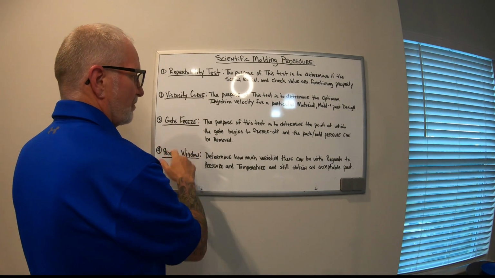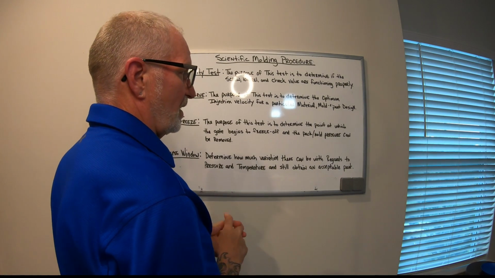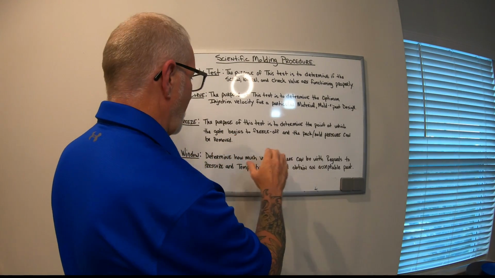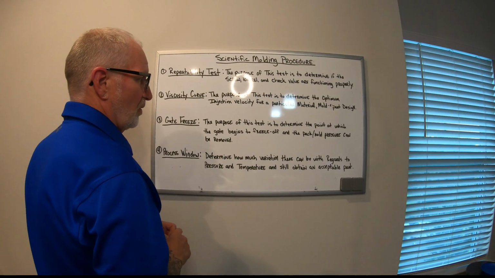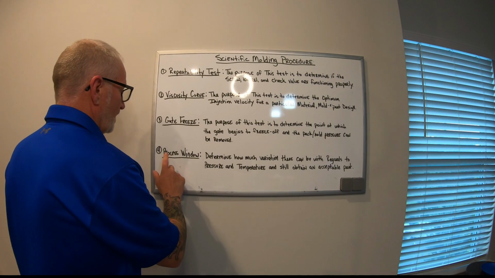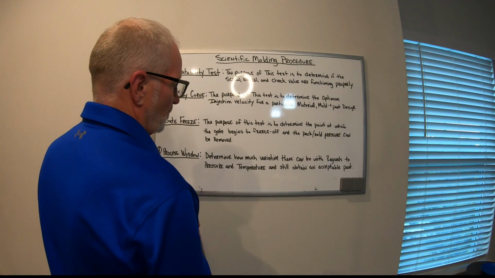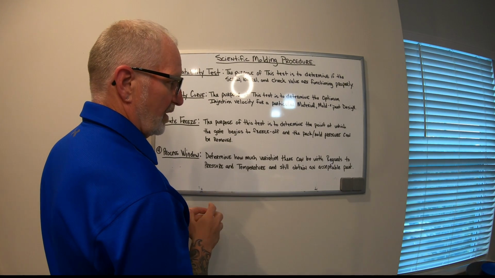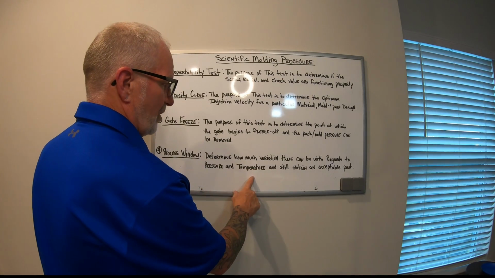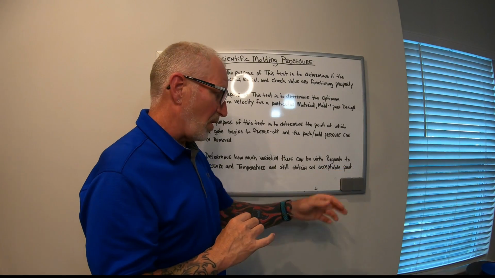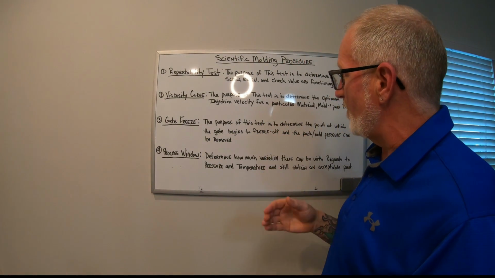A gate freeze. The purpose of this test is to determine the point at which the gate begins to freeze off and pack and hold pressure can be removed. So you'll weigh out all your parts and all that. This one here we'll do the third week. Process window. Process window determines how much variation there can be with regards to pressure and temperature and still obtain an acceptable part. Okay, so I hope on this you guys can see all this that I have up here.